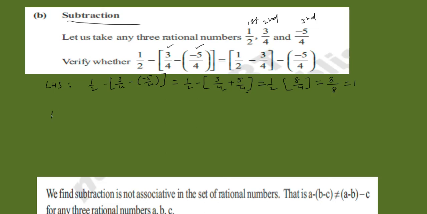Now we check the right hand side part in the same manner. Here 1 by 2 is the first number, minus 3 by 4 is the second number. In the first case, what we did, we subtract the third number from the second number first. Here we subtract the second number from the first number first.